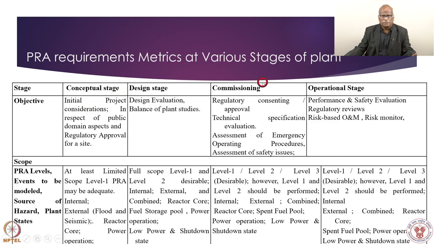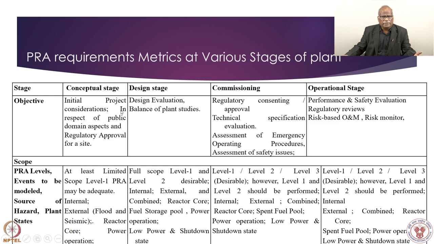It could be design stage, it could be commissioning stage, or it could be operational stage. So generally, and it could be siting also. So we have different types of activities. Let's say if it is being done at the conceptual stage, then the objective function should be initial project approval, that means what are the resources required in terms of land and all those things, because you know, in some safety critical systems, exclusion zones are also part of it. And then finally regulatory approval. So objective and this function should be very well defined, then the scope.